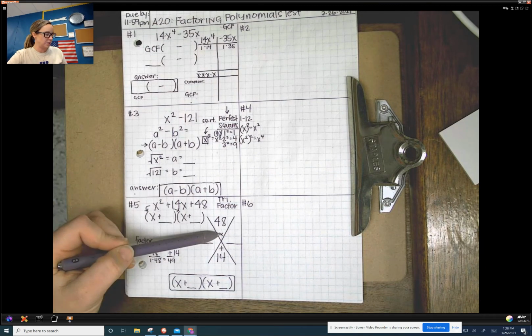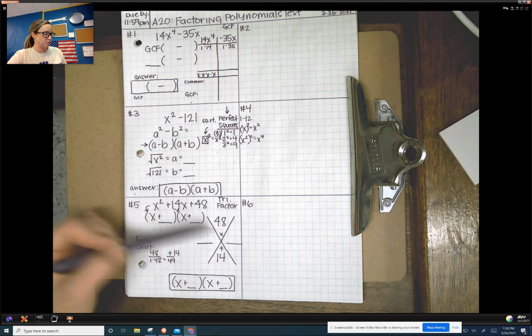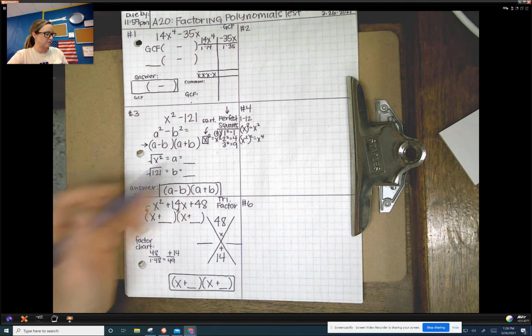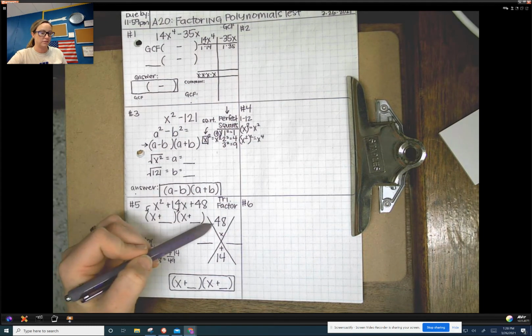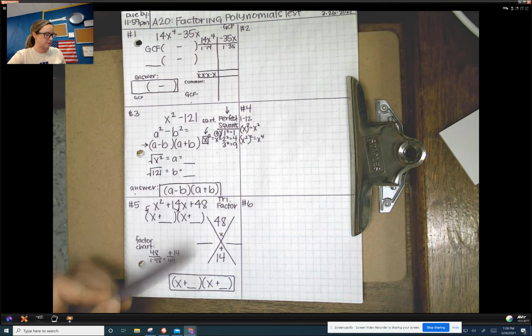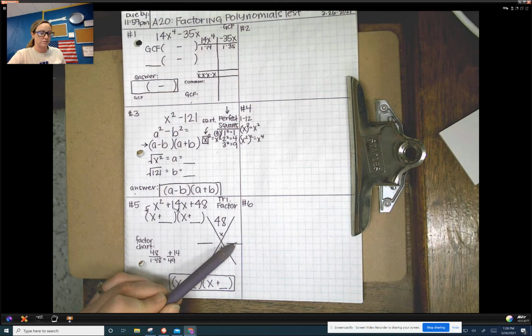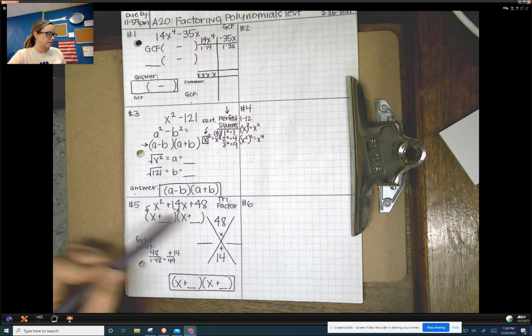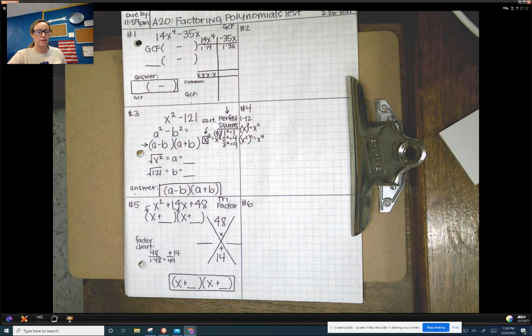So I want to see multiplication. I want to see addition. I want to see that you know that the constant 48 is the number that we're multiplying to. And the b value, this 14 right here, is going to be the number that we're trying to add to. I also need to see that these two factors are going to end up here. That's how we figure out what it factors to.